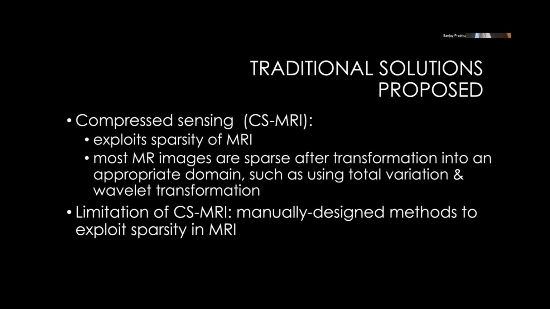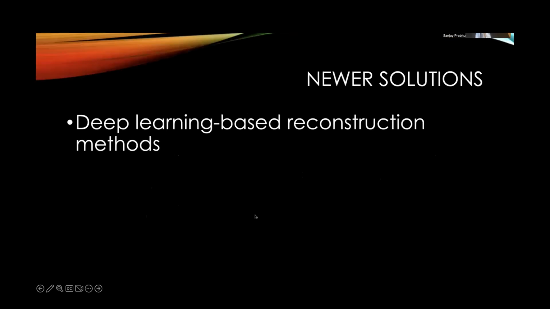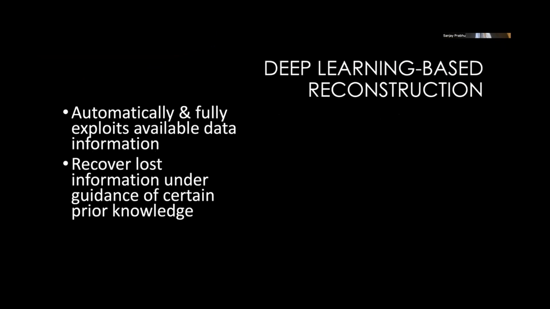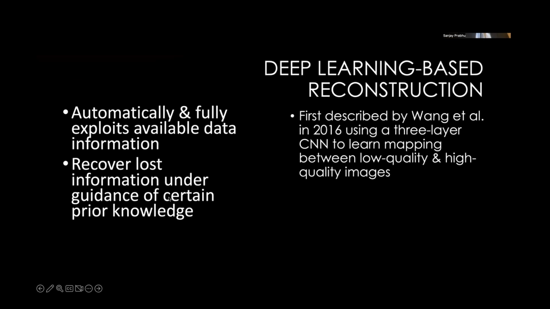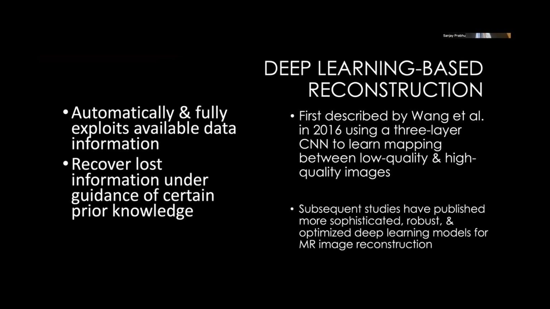Compressed sensing exploits the sparsity of MRI, in that most MRI images are sparse after transformation into an appropriate domain. But the limitation of compressed sensing MRI is that manual design methods are used to exploit the sparsity, and these are not efficient. So the newer solutions proposed are deep learning solutions, and these are fully automatic and fully exploit the available data information, and they can recover the lost information using prior knowledge. This was first described in 2016 by Wang et al. using a three-layer CNN.